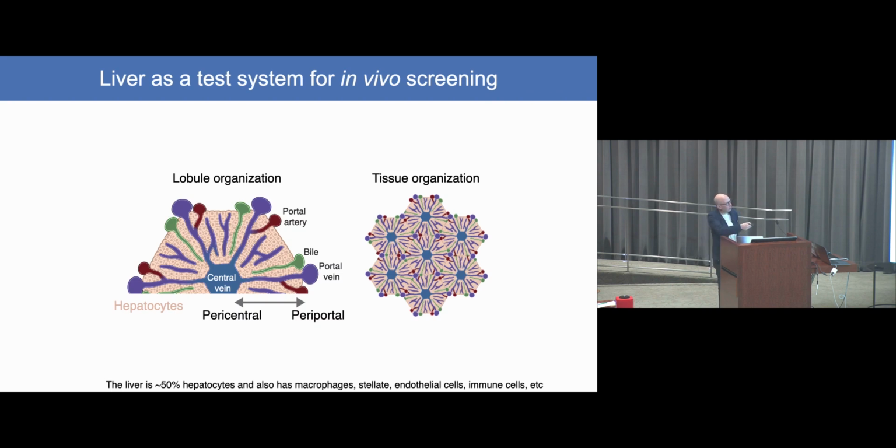It also has this lobular organization, which has an outside, the periportal, and an inside, the pericentral. There's high oxygen on the outside and low oxygen on the inside. And this allows it to separate its different functions. So oxygen-requiring processes like beta oxidation, gluconeogenesis, and protein secretion occur on the outside, whereas glycolysis and lipogenesis occur on the inside.